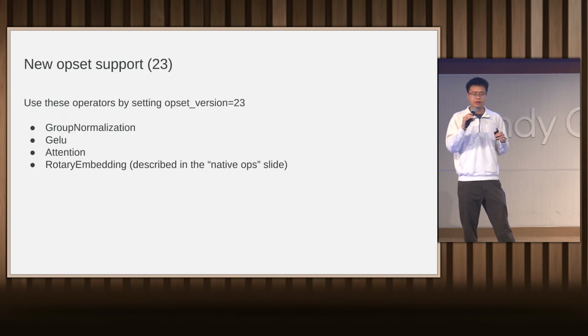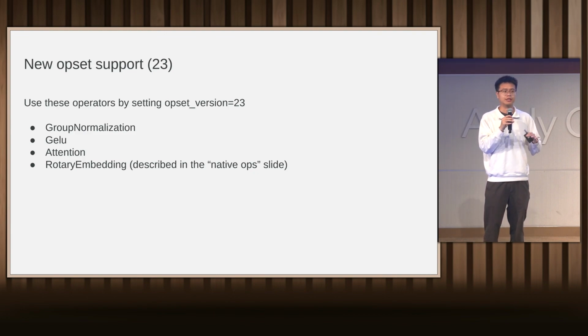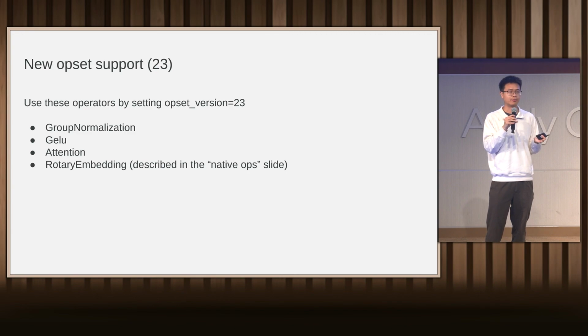With the introduction of new ONNX opsets, we also added support for the new operators in export. Examples include group normalization, GELU, and more importantly, the attention operator that was just added. To use it, you would simply set opset version equals 23 and use the scaled dot product attention operator inside PyTorch, which gets translated directly into the attention operator so that you can save a bunch of work trying to fuse those nodes.